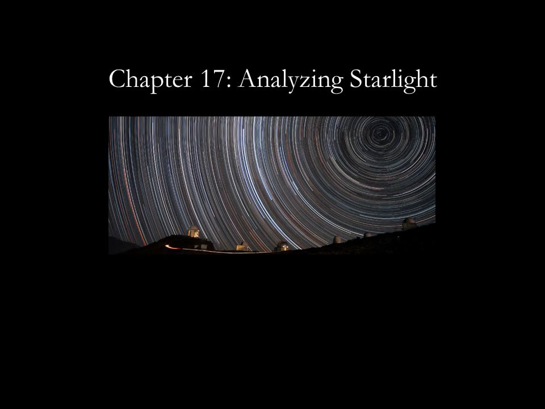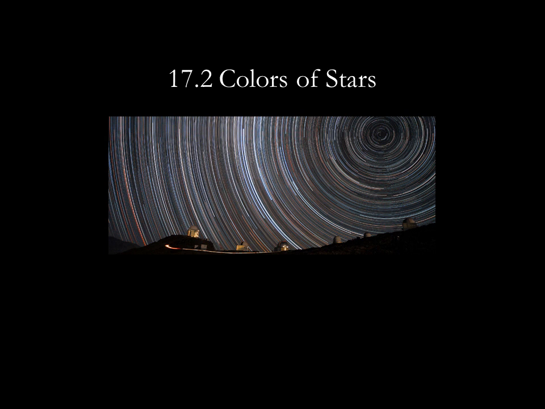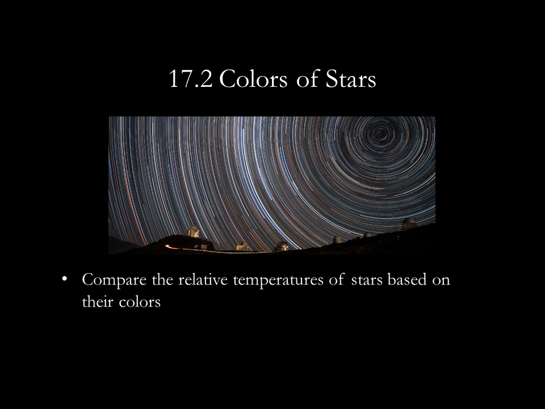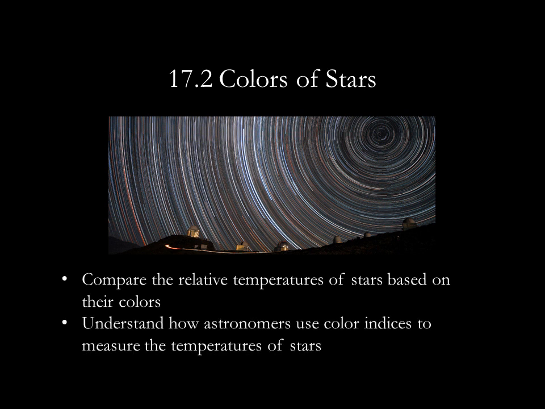This lecture corresponds to section 17.2 of the OpenStax astronomy text. The material here will show you how to compare the relative temperatures of stars based on their colors, and it will help you to understand how astronomers use color indices to measure the temperatures of stars.